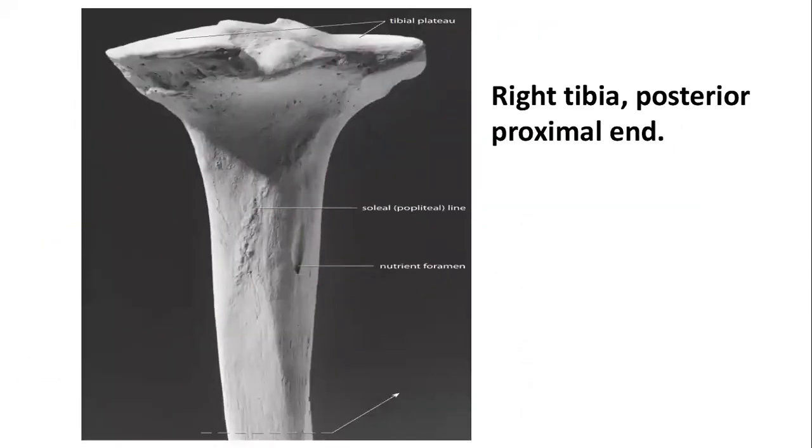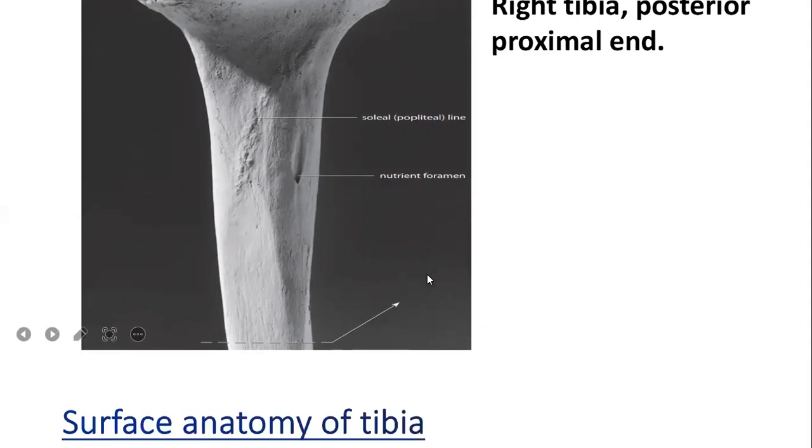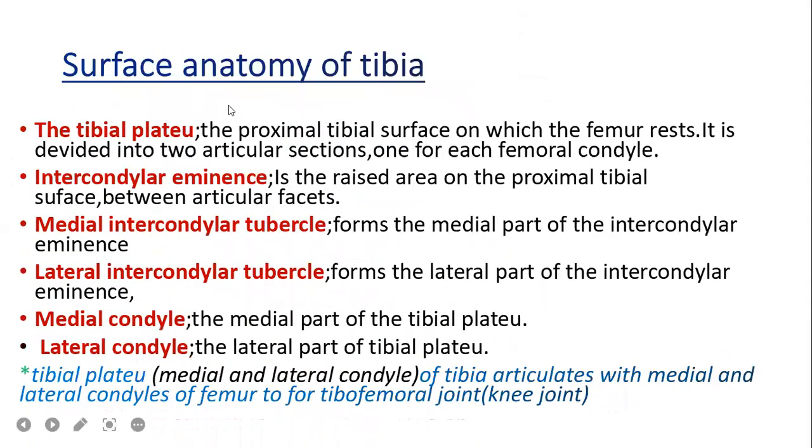This is the posterior aspect of proximal tibia, and we have the tibial plateau formed by medial and lateral condyle. We have the soleal or the popliteal line. We have the nutrient foramen. So remember, bone is like any other tissue of the body and needs blood and nutrient supply. So in this case, we have the nutrient foramen, which supplies this tibial bone with blood and other basic nutrients. So let's move to the surface anatomy of tibia.